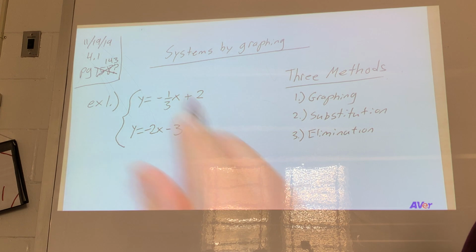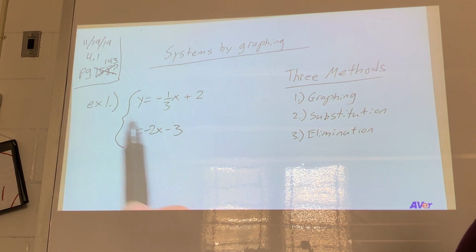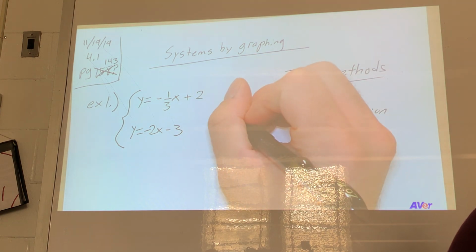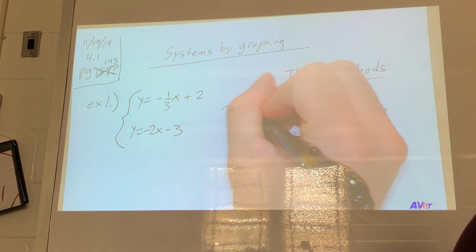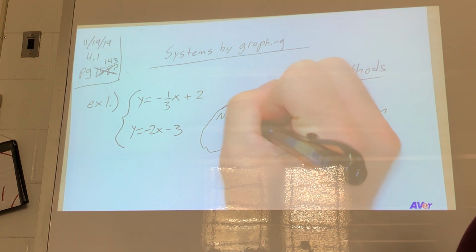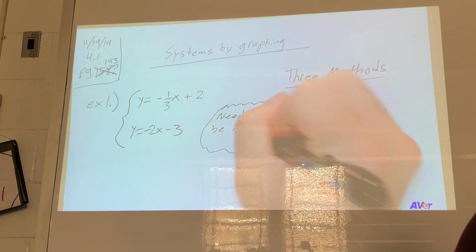All right, so this is a system of equations. We're looking for the solution that is a solution to both of these equations at the same time. All right, so we're going to graph them to find that solution. The most important thing for today's lesson is that we need to put them in slope-intercept form. They need to be in slope-intercept form.